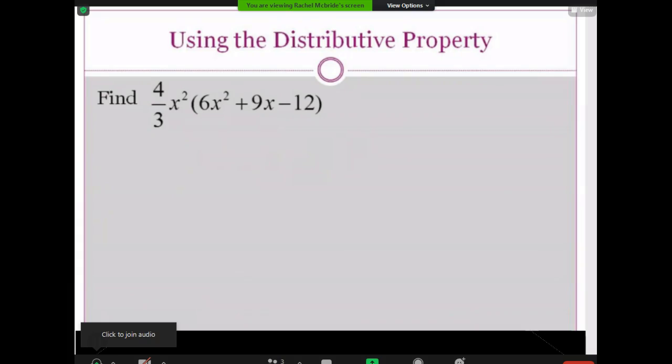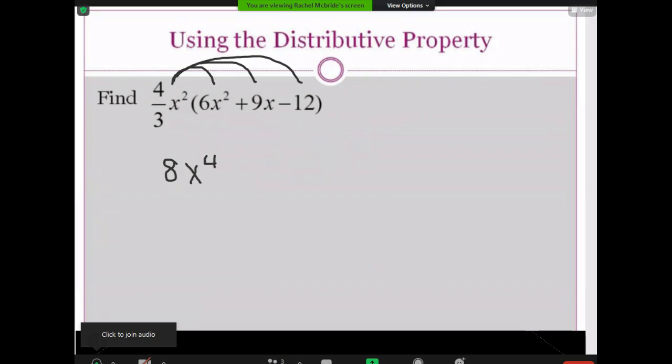So the 4/3 is going to multiply to each coefficient, and the x terms are going to multiply as well. So in that first one, 4 times 6 divided by 3. Well, you can either multiply the top numbers, then divide by 3, or you can say, okay, 6 divided by 3 is 2. 4 times 2 is 8. And x squared times x squared becomes x to the 4th.